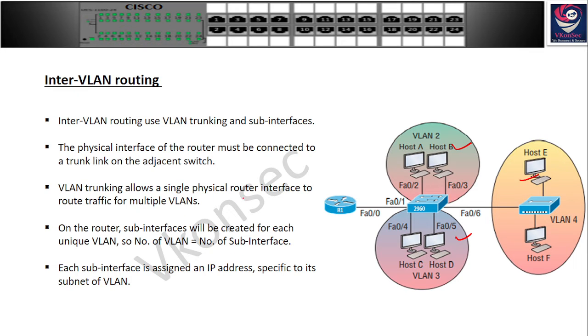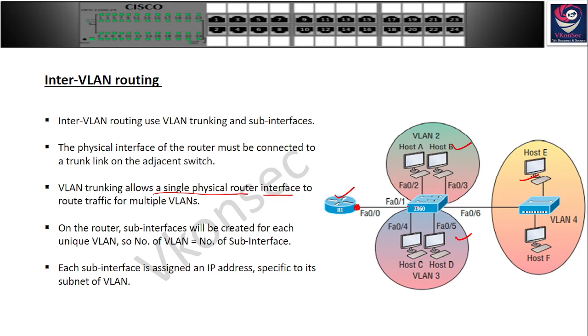VLAN trunking allows a single physical router interface to route the traffic for multiple VLANs. What is this actually saying? This is the single physical router interface I'm talking about. With the help of this router and single physical interface, you will be able to send the traffic from one VLAN to another VLAN, and you need one trunk port at this switch also.